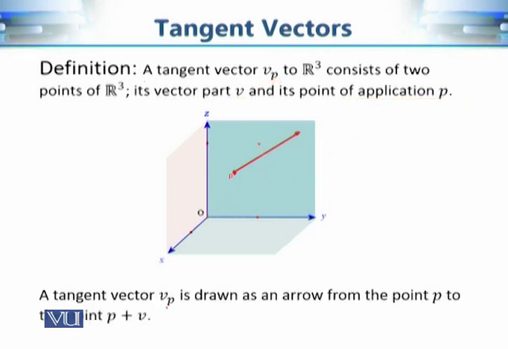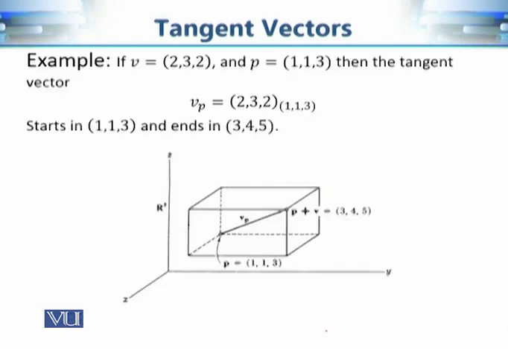Okay, so a tangent vector Vp is basically an arrow from the point P to the point P plus V. So P is the initial point and the final point has the coordinates P plus V. Let's consider this very simple example where we want to find the geometry of this vector Vp. So the vector part is 2, 3, 2 and the point of application is 1, 1, 3. Now we want to know, for example, what is the initial point? Of course, the initial point is going to be P, which is 1, 1, 3, the point of application. And the vector part is 2, 3, 2.